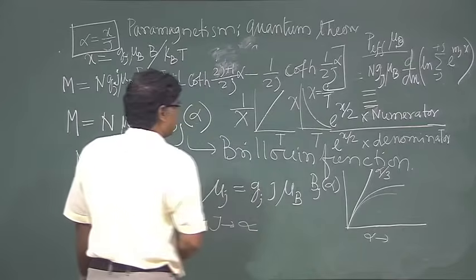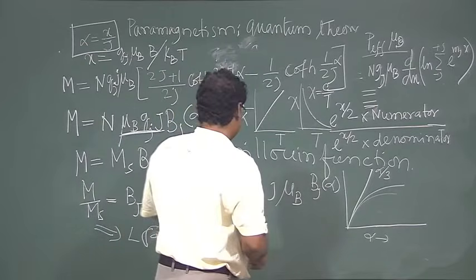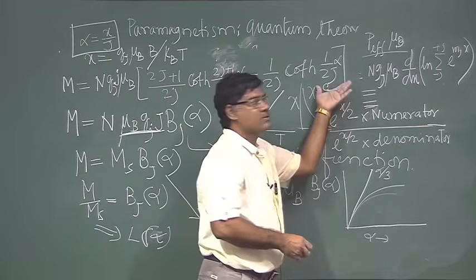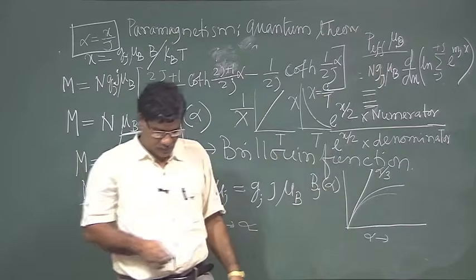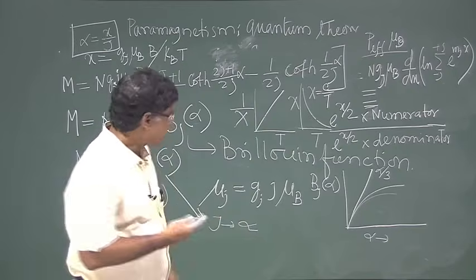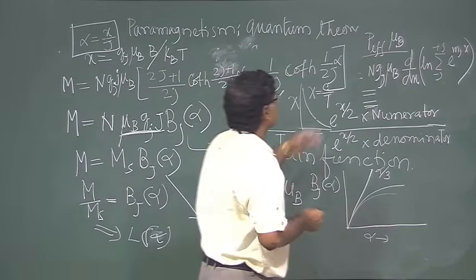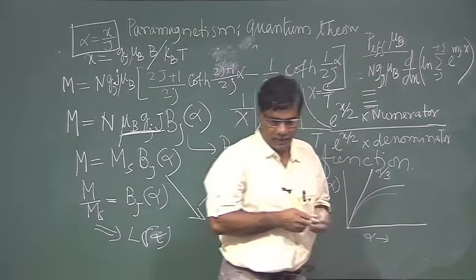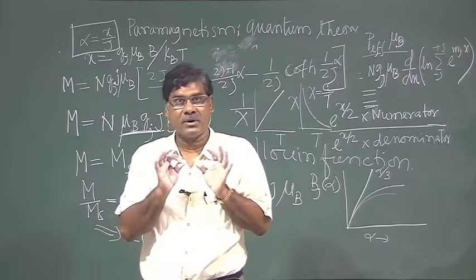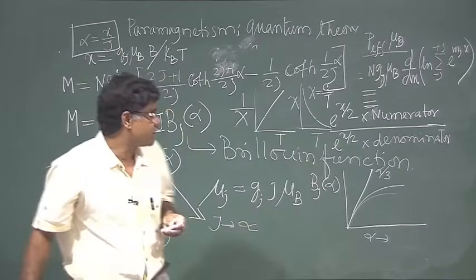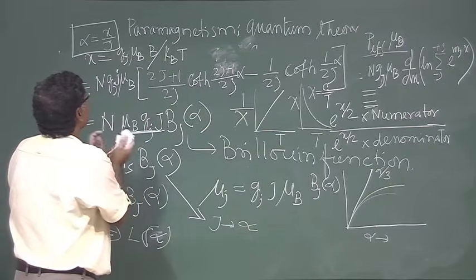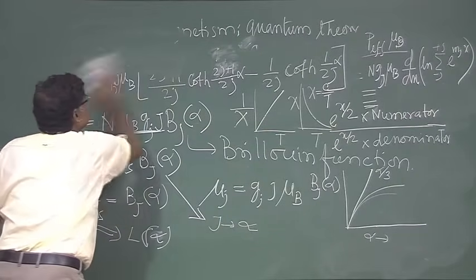I have deleted that one anyway, you know. So, from there we can calculate the effective number of Bohr magneton. And this is important because, as I told, probably I will tell more about this. So, this is about the quantum theory of paramagnetism.